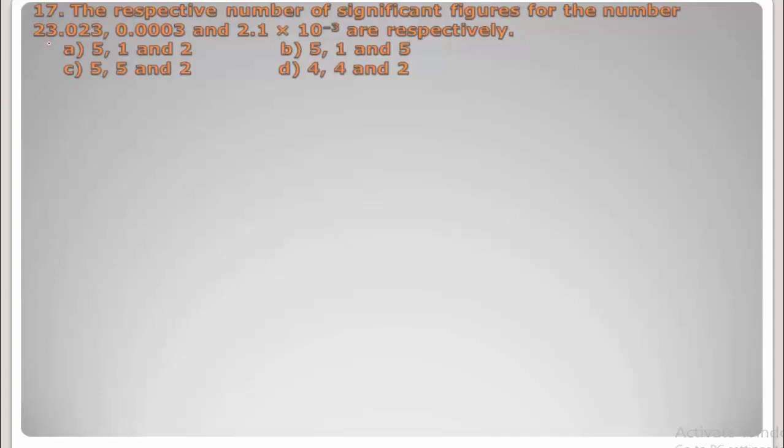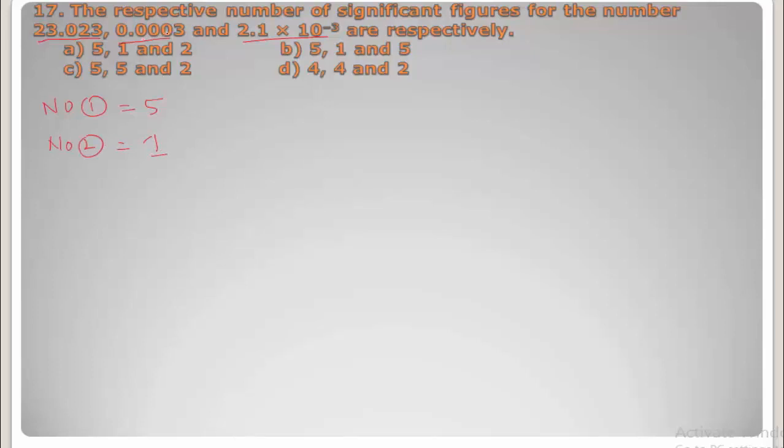So the numbers are 23.023, 0.0003, and 2.1 into 10 raised to minus 3. So you already know the rules to write the significant figures. So here the decimal value has 5 significant figures, isn't it? So the number of significant figures in the first is 5. The second number has only 1 significant figure.